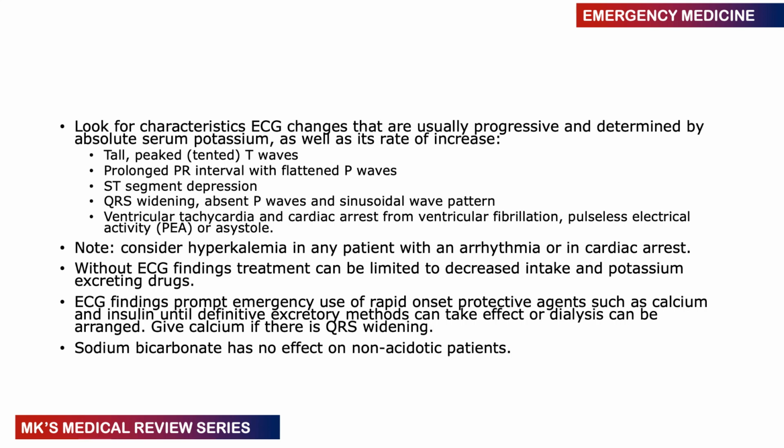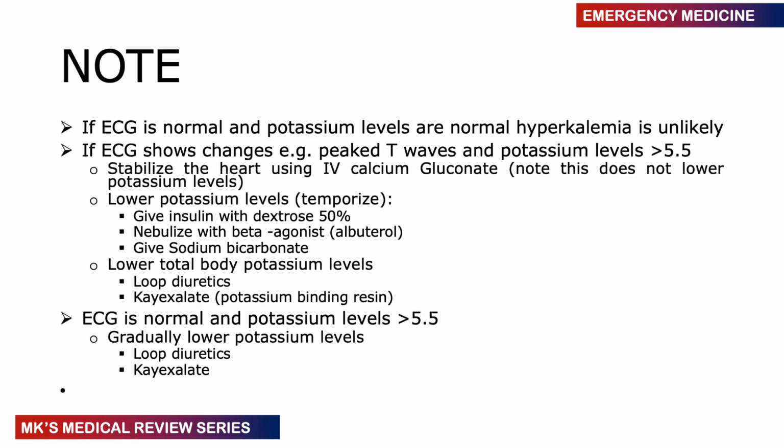Often you're going to give these patients calcium if you notice QRS complex widening. Sodium bicarbonate is used, but it's only effective in patients that are acidotic. For those that are non-acidotic, it may not even have benefits. There may be more risks than benefits with its use. If the patient has a normal ECG and normal potassium levels, then hyperkalemia is unlikely. It's probably something else. If the patient has ECG changes showing hyperkalemia, for example, peaked T waves, and their potassium concentration is about 5.5, give them something to stabilize their heart.